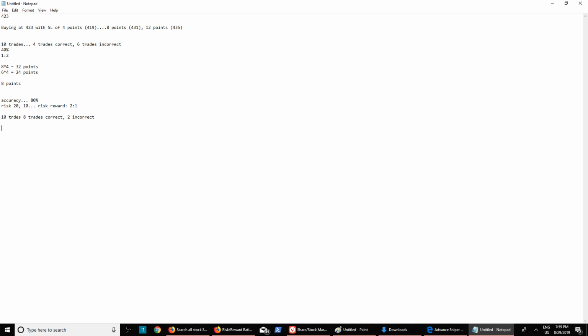So here 8 trades are correct. So you actually get 8 into 10, which is equal to 80. And 2 trades are incorrect, where you actually lost 20 into 2, which is 40. So you are still in profit, and your accuracy is 80%.